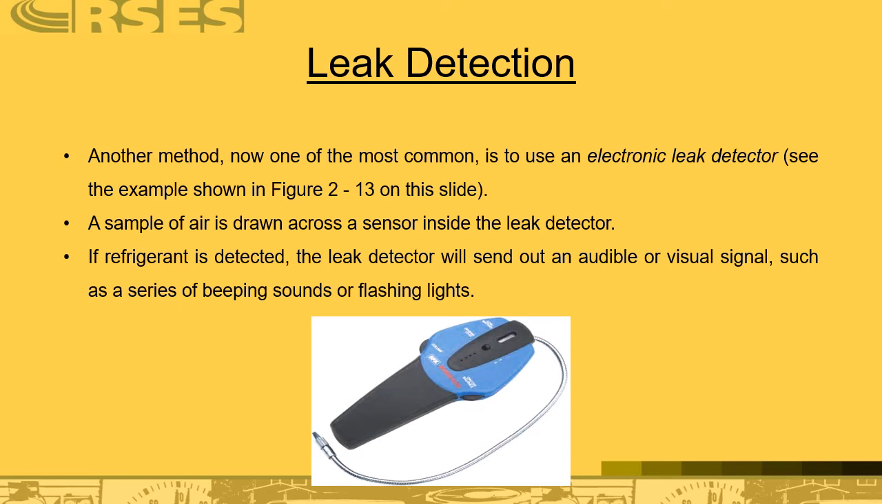Another method that's common is to use an electronic leak detector. As an example in the slide below, a sample of the air is drawn across the sensor inside the leak detector. If refrigerant is detected, the leak detector will send out an audible or visual signal, such as a series of beeping sounds or flashing lights. I can also tell you those tips have a tendency to become contaminated.